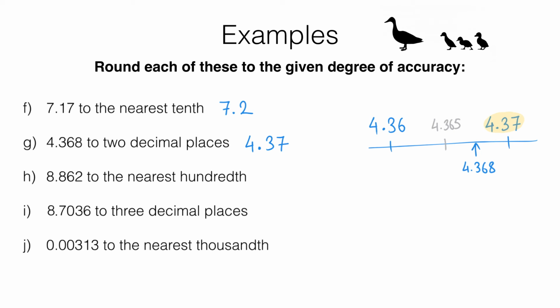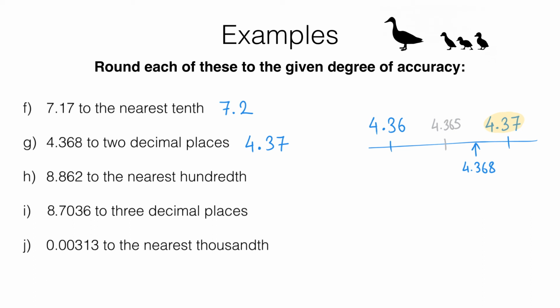Just notice, when we round something to 2 decimal places, we need to make sure that our answer has exactly 2 digits after the decimal point. And in this case, we do. Similarly, if you're rounding something to the nearest tenth or to 1 decimal place, you need to make sure your answer has exactly 1 digit after the decimal point.